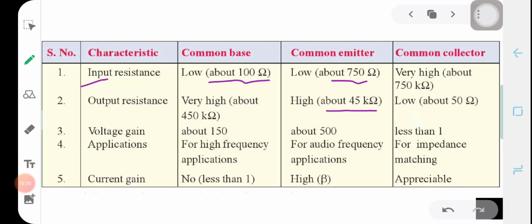So if we compare all the three transistor connections, the common emitter transistor connection is the most commonly used and it is the most efficient transistor connection. Out of the three, common emitter transistor connection is the most commonly used and the most efficient one. And in almost 90 to 95% of applications we will use common emitter transistor connections. And this common emitter transistor connection will have the following advantages.